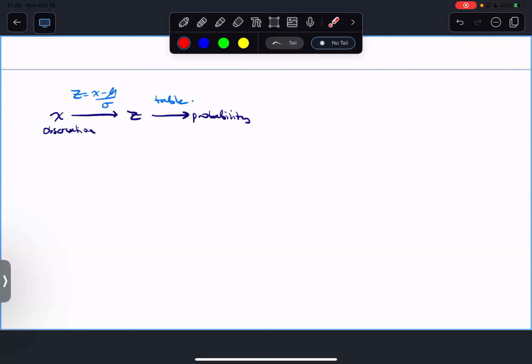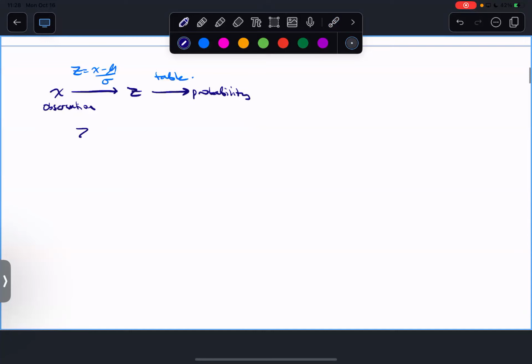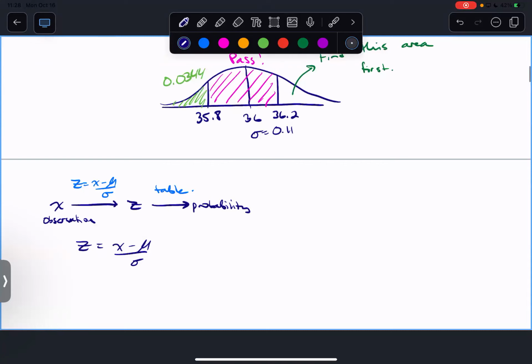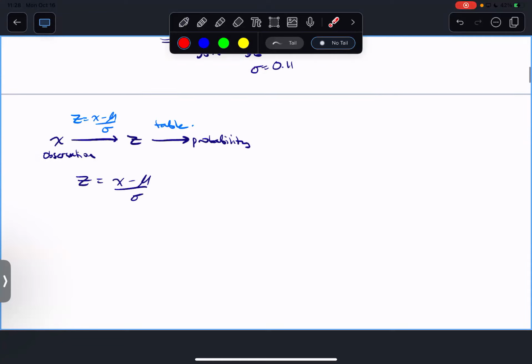Okay? All right, so what do we need to do? I need to calculate Z equals X minus mu over sigma, which is on your formula sheet, right? And X is always the observation, right? The thing that I'm interested in the probability of. So in this case, 36.2.